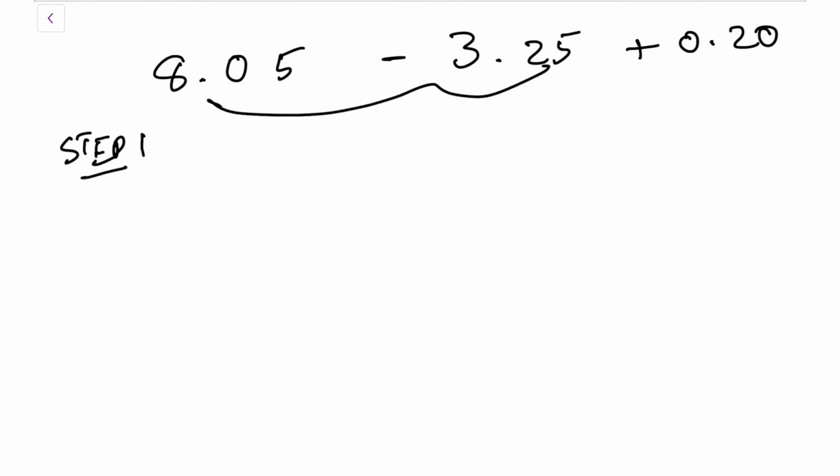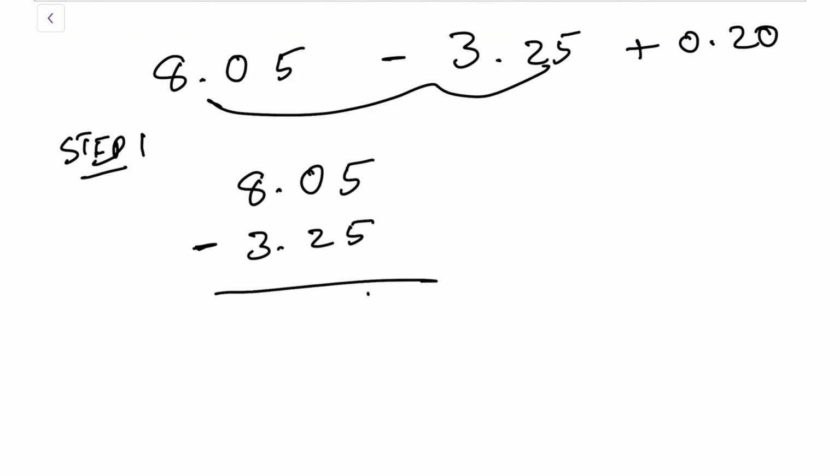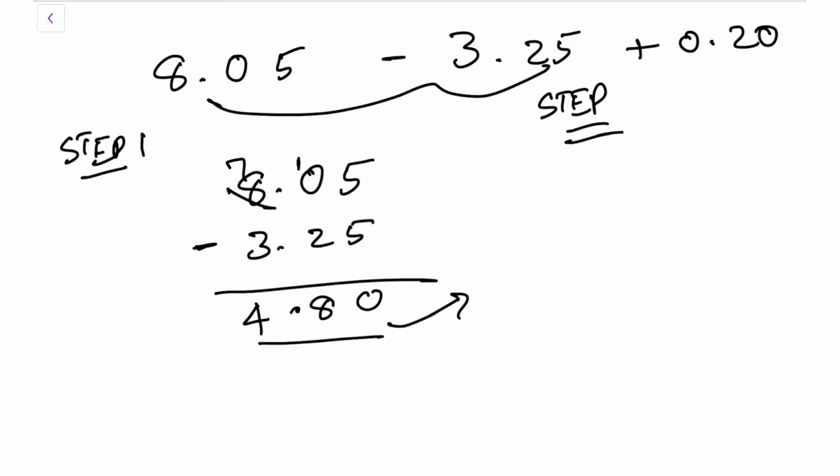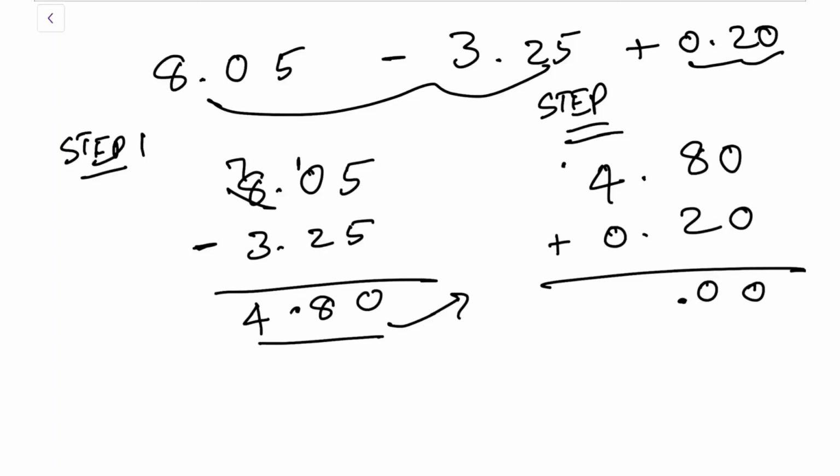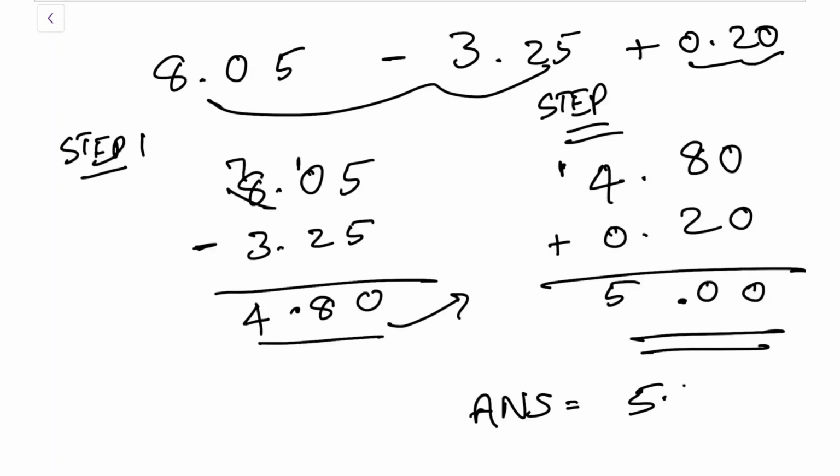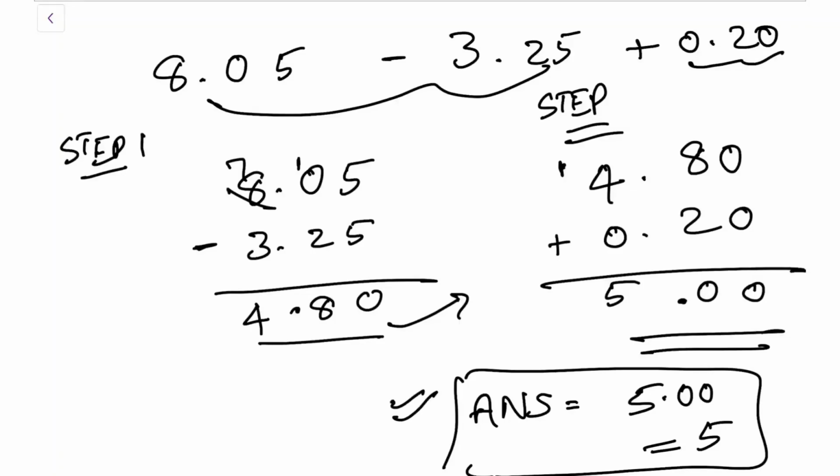So step 1, let's do this. 8.05 minus 3.25. 5 minus 5 is 0. This becomes 10. 10 minus 2 is 8. 7 minus 3 is 4. 4.80. And then your step 2 is to take this answer and add it with 0.20. 4.80 plus 0.20. 0, 10, 5. So the answer is 5.00, which is the same thing as 5. This is how you can do simplification.